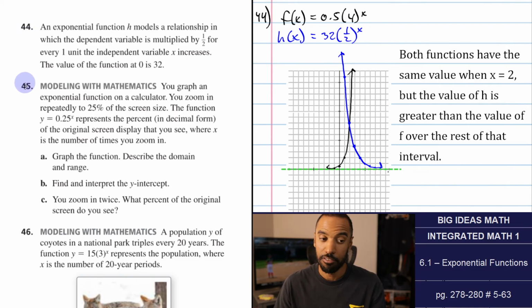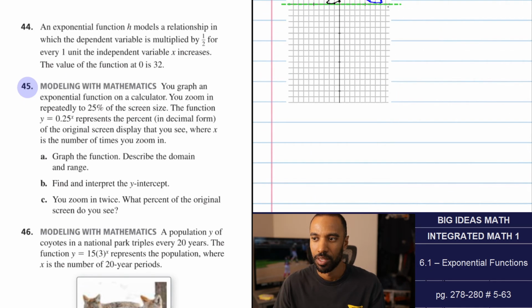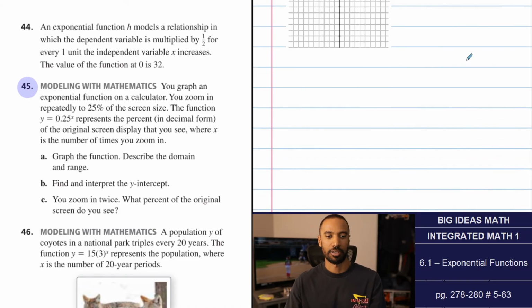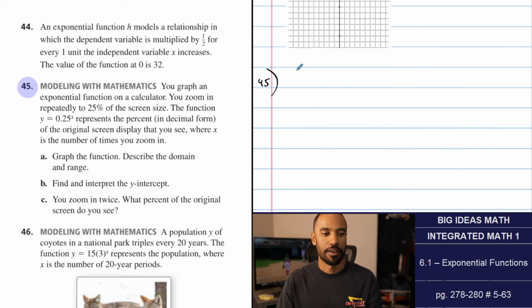This is, I guess, a real-life problem set, modeling with mathematics. I guess it's not a real-life application. You graph an exponential function on a calculator. You zoom in repeatedly to 25% of the screen size. I was going to write 25, and you write 45. The function y equals 0.25 to the x power represents the percent in decimal form of the original screen display that you see, where x is the number of times you zoom in.